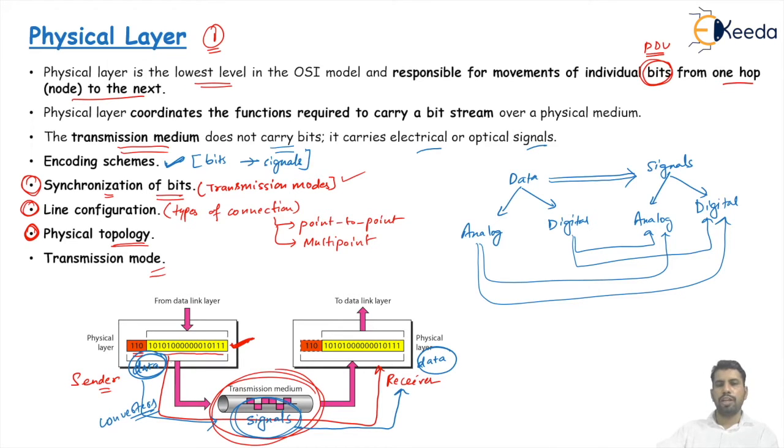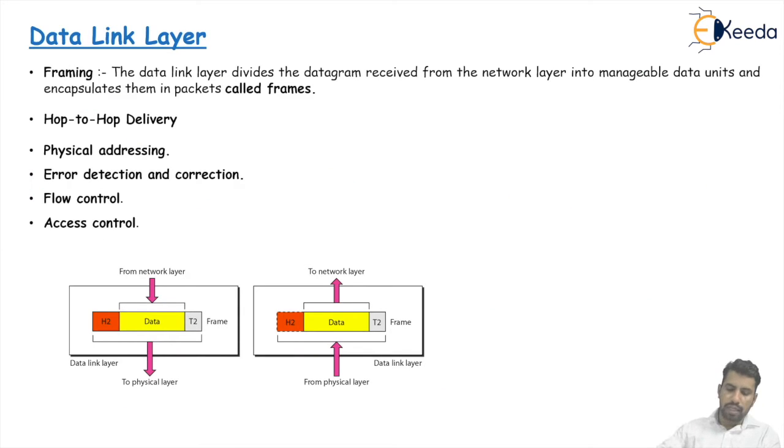The physical layer is responsible for the movement of bits from one node to another node, and along with this movement we need some additional functions also, to provide reliable transfer of bits, reliable movement of bits. Now our next stage, the data link layer.